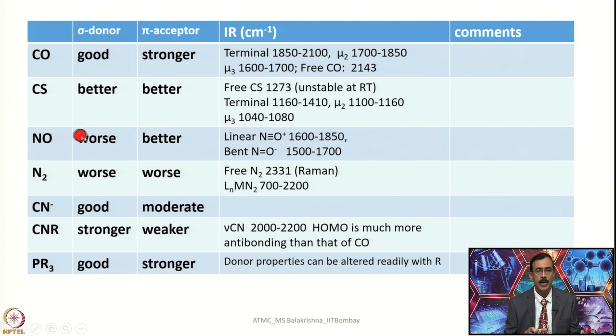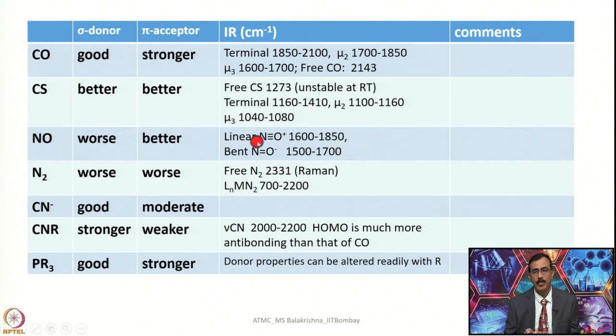And NO, it is a worse sigma donor and it is a better pi acceptor. And of course, again it can show two different types of binding, one is linear, one is bent. When it is linear, it is a 3 electron donor, when it is bent, it is a 1 electron donor. So, whether it is linear or bent, one can also analyze by simply doing electron count.